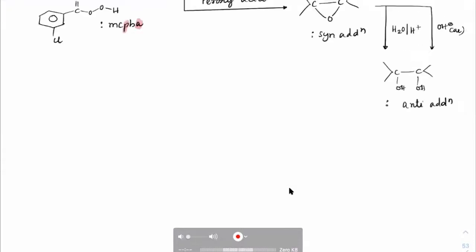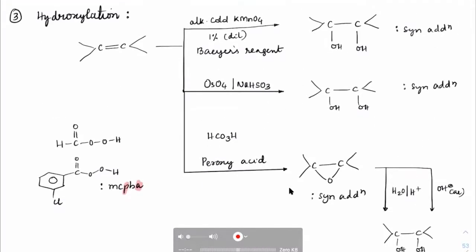So just to revive what we discussed in the last class, we ended up understanding what hydroxylation is. Basically, we make two OH groups get added on the double bond. Mainly that is done by these three methods.